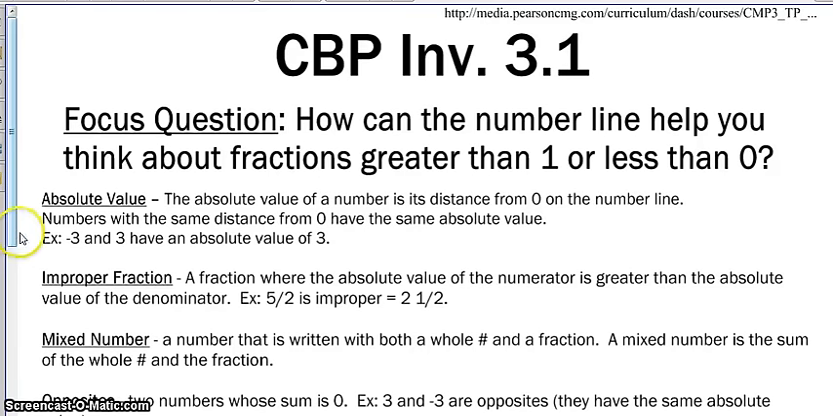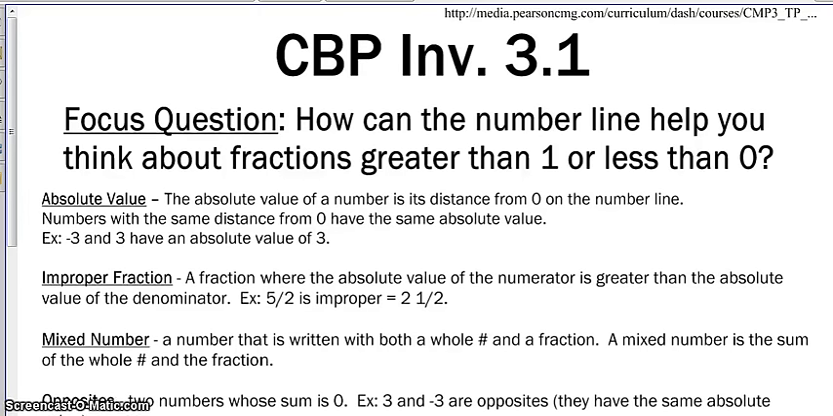Okay, today we're going to take a look at investigation 3.1 from Comparing Bits and Pieces. Our focus today will be how we can use the number line to help us think about fractions that are greater than 1 or less than 0. And we do this by realizing that there are two sides to our number line.